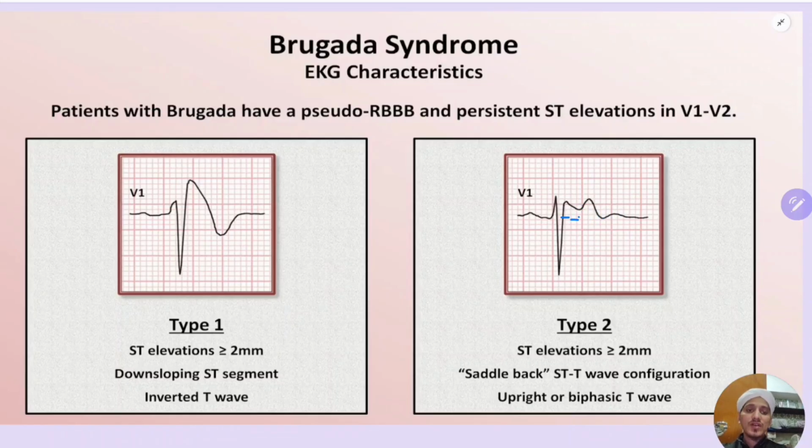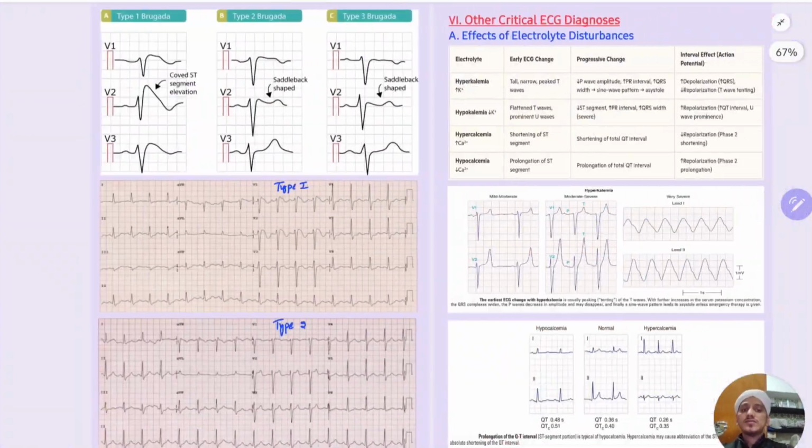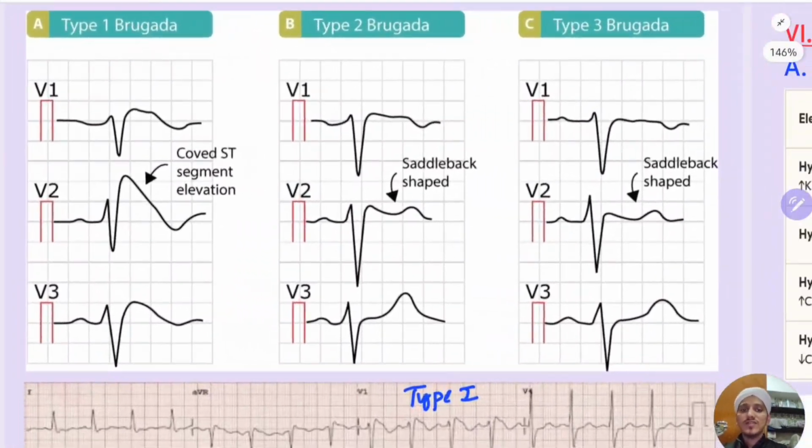So there is ST elevation of at least 2 mm. Yes, it is there, more than 2 mm in leads V1 and V2. It is a saddleback type of pattern. This is not an early repolarization pattern. Okay. So type 3 we have not discussed, no? So we'll discuss it in this figure.